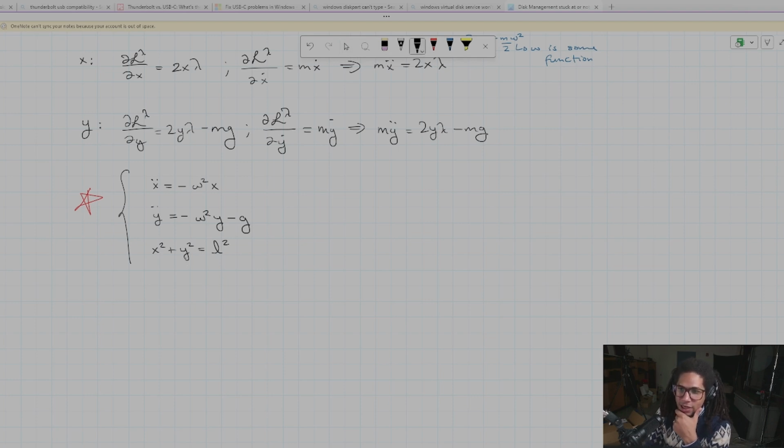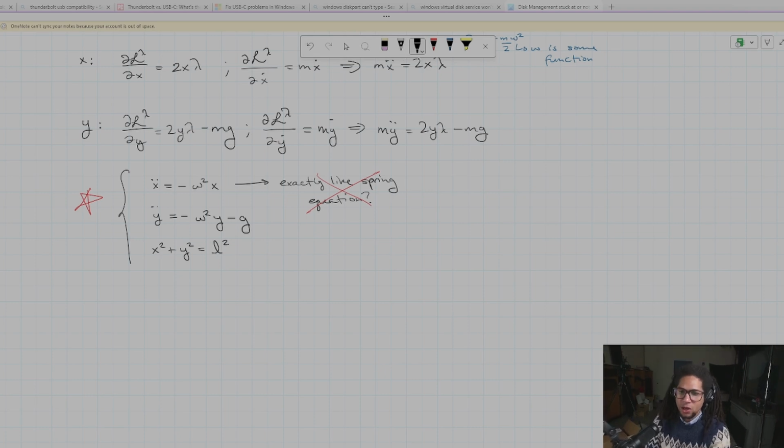Okay, now it seems like this looks exactly like a spring equation. But it isn't, because omega here is not constant. Omega is a function of time. And so we can't use our normal methods for solving second order ODEs with constant coefficients here. Now, there are a variety of ways we could go about trying to solve this system of equations. One of them is that we could move to polar coordinates and try and solve there, but I'm going to take a slightly different approach.